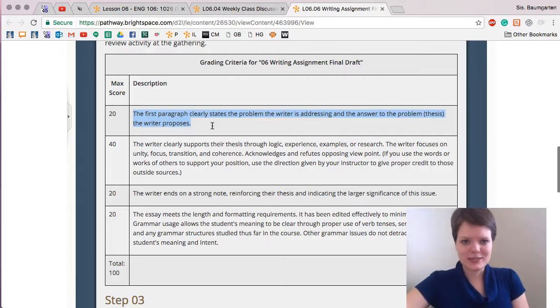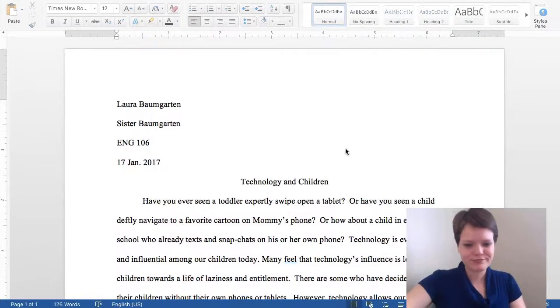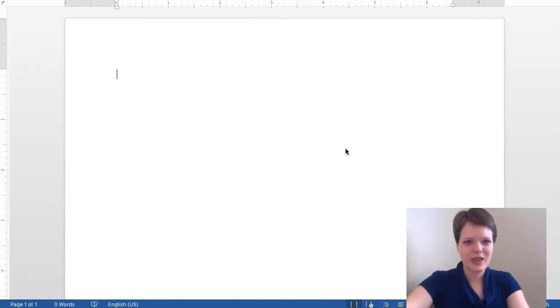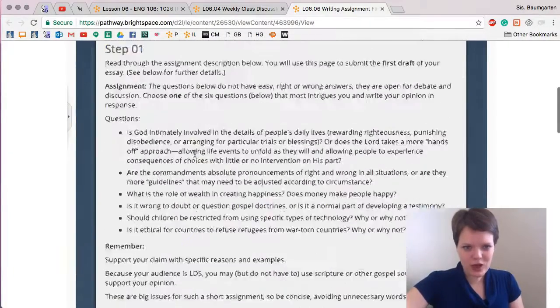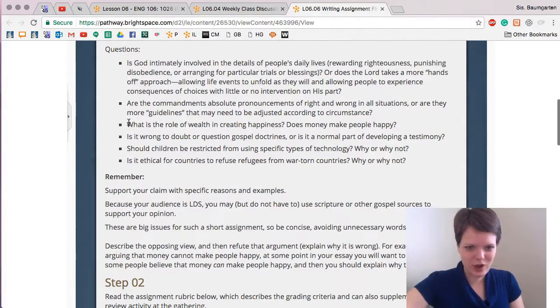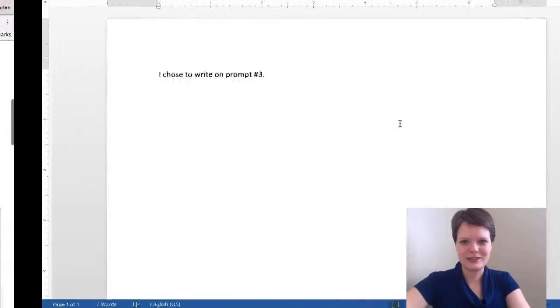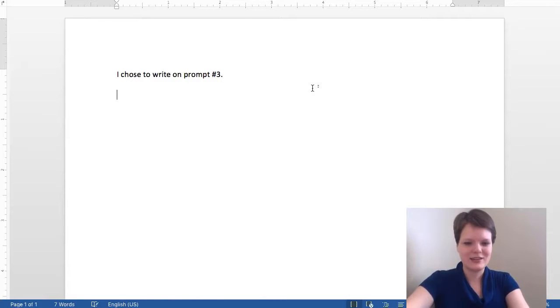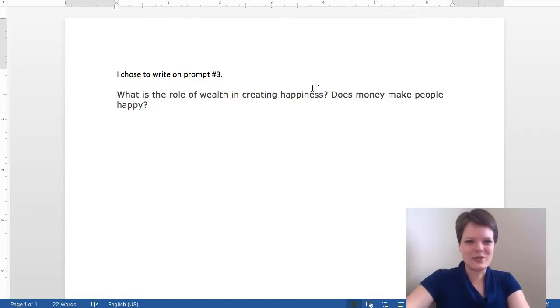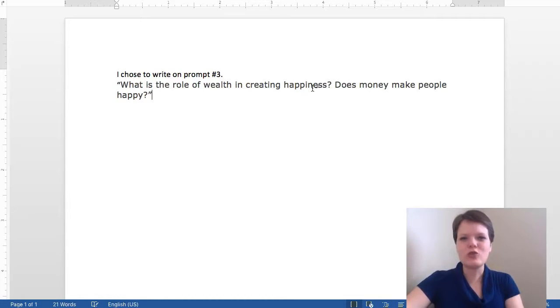So what this means is, let me show you what it doesn't mean. Let's pull up a new paper. It means that you should not start your paper by saying, I chose to write on prompt number 3. That's not what you're supposed to say. You're also not supposed to copy your third prompt in and put that as your title or as the beginning of your paper. Don't do any of that.